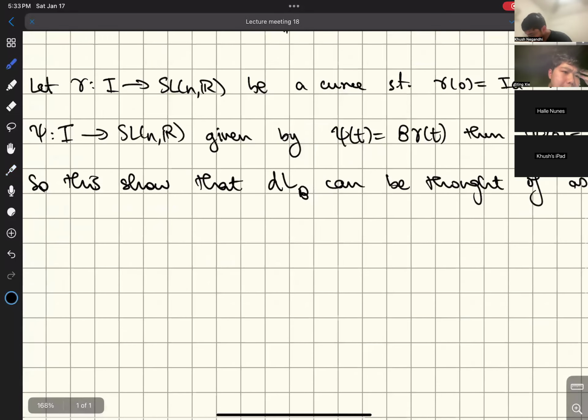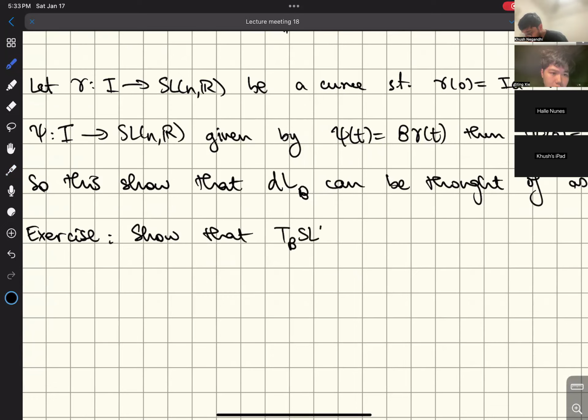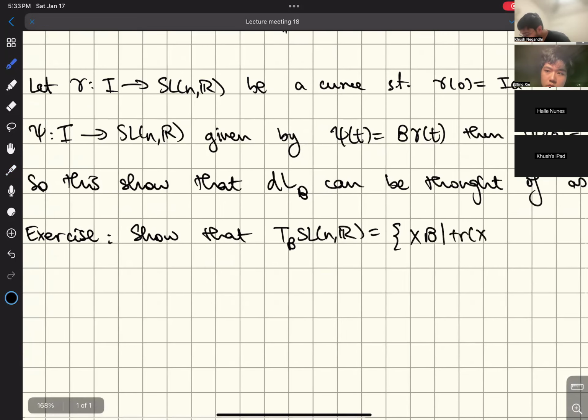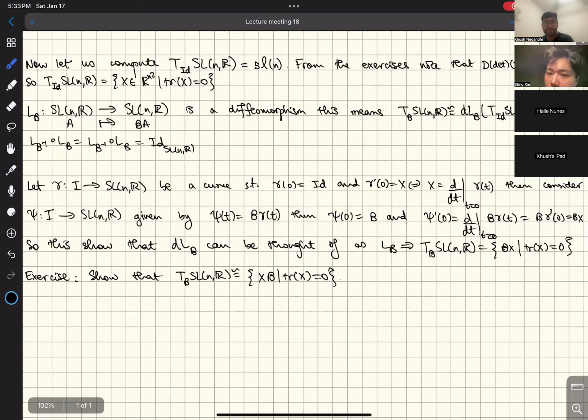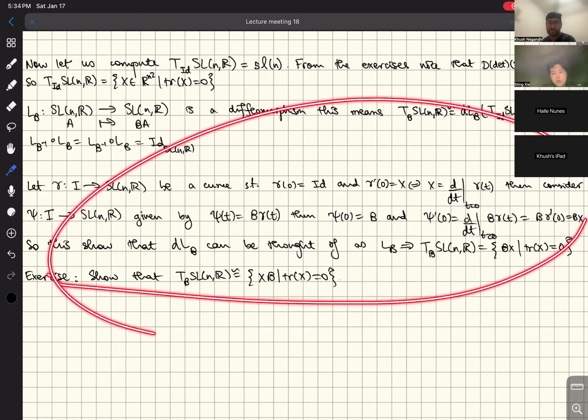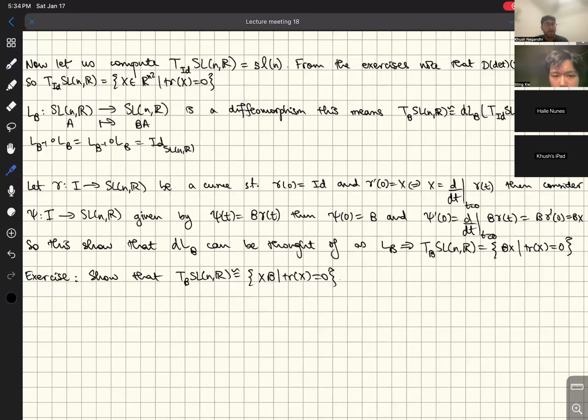And now an exercise. Show that T_B SL_n(R) is also equal to XB, where the trace of X is 0. When I say equal, I actually mean isomorphic. So yeah, again, it's a similar computation to what we've done here. Are there any questions?